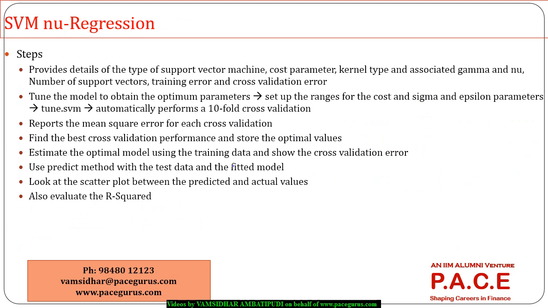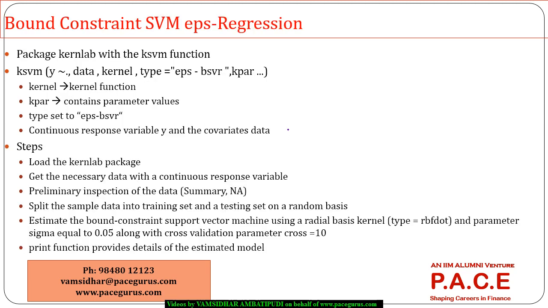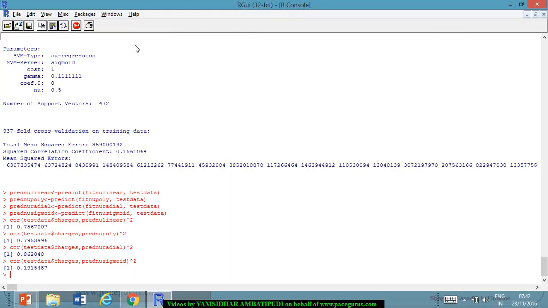The steps are more or less a similar kind of steps. You can quickly go through the steps. Whatever we have done is exactly to the extent of taking care of all these aspects itself. Now moving on to the next, which is the bound constraint support vector machine EPS regression. This is executed through a package kernlab and ksvm function. So let me load the package kernlab.